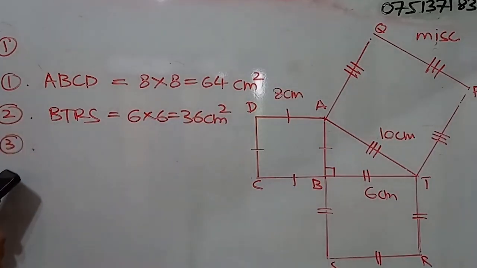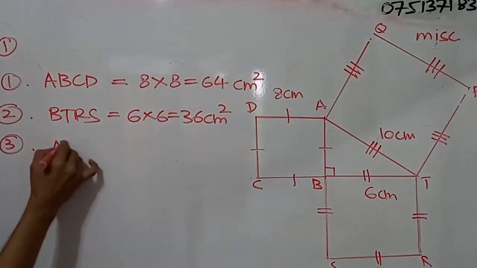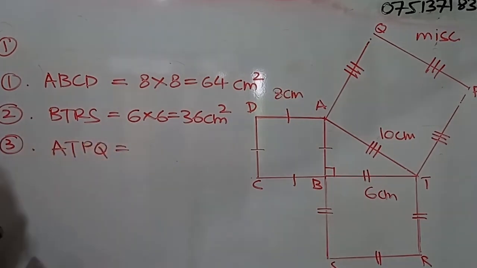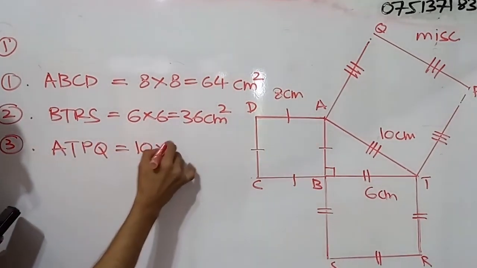Part 3, find the area of the square ATPQ. ATPQ, that is what? 10 into 10, no?